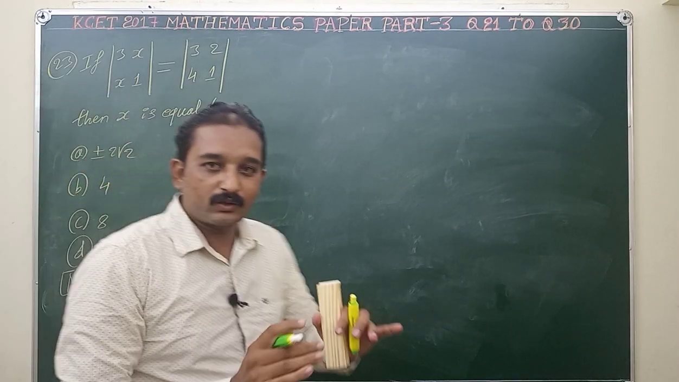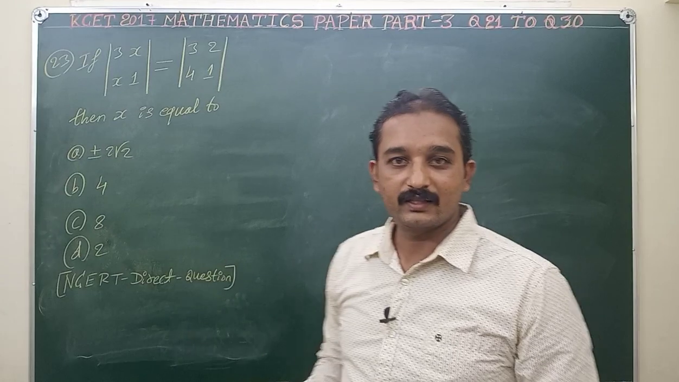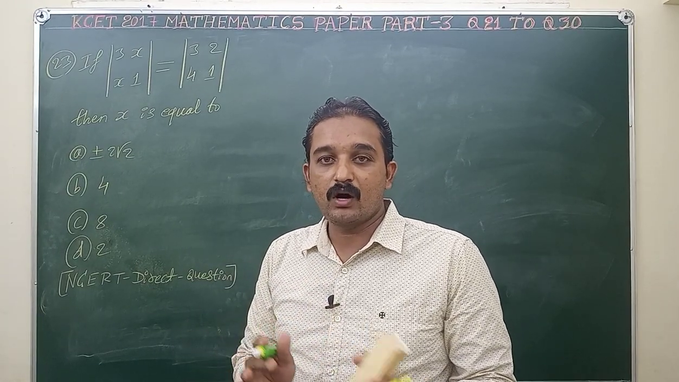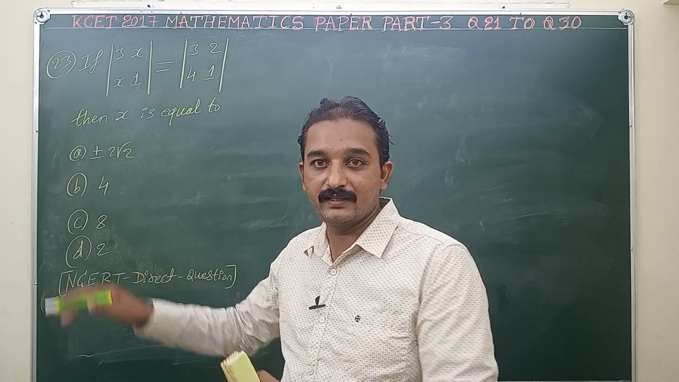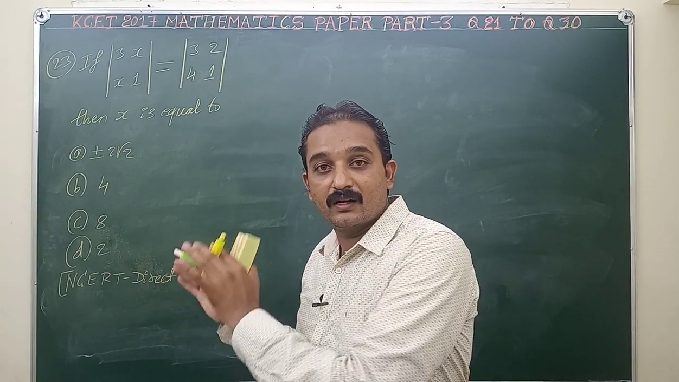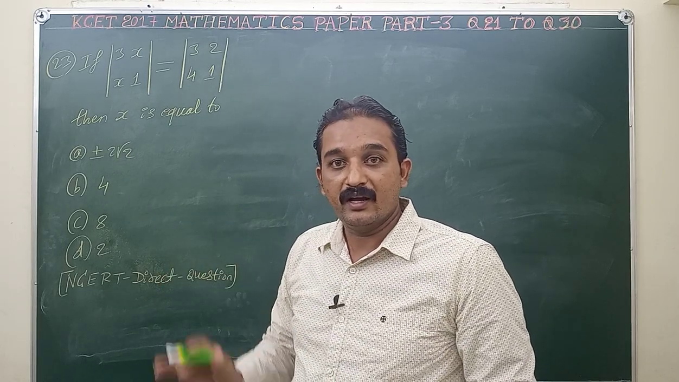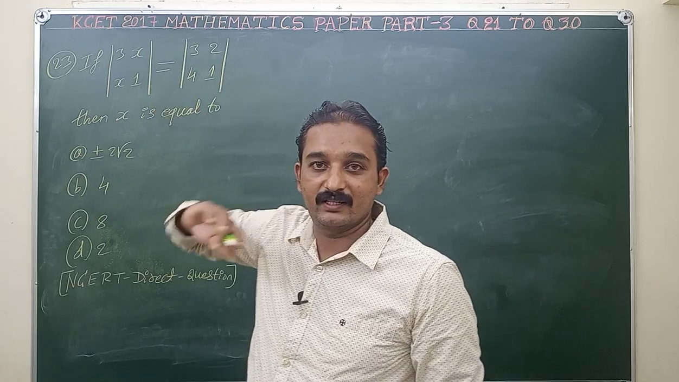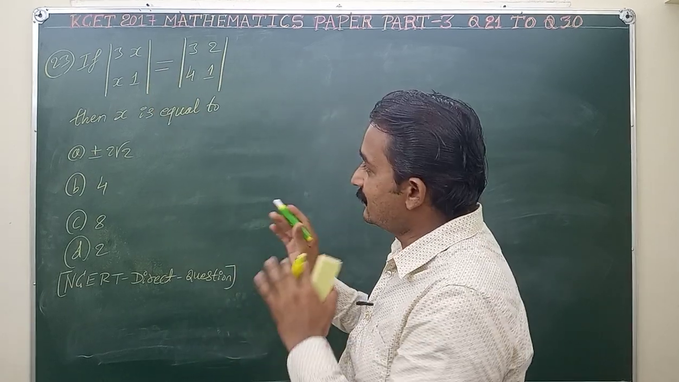So now let us move on to the next question, question number 23. This question is based on the chapter determinants. Usually they ask 2 or 3 questions on this chapter in KCET, and they ask this type of question in the theory exam also. Here it carries 1 mark in KCET. So now let us see the question.